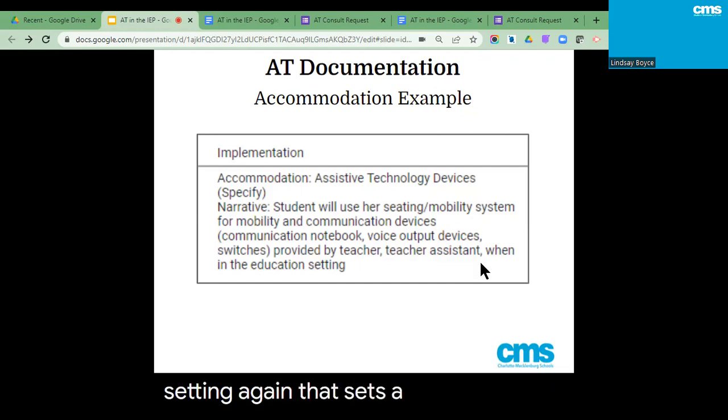Again, that sets a nice picture to know that the student needs to be supported in a seating system and have alternative communication opportunities to include a notebook, voice output devices, and switches without specifically saying the student needs a specific brand or a specific seating system.